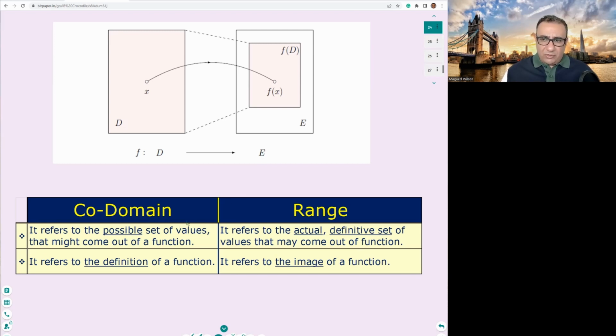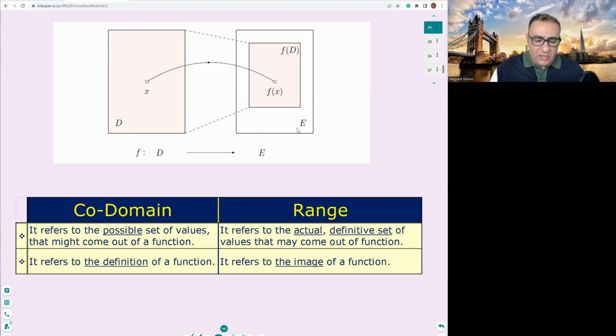Now I have here a comparison because maybe you never heard of codomain before, but it's good to know the basic definitions. But in the rest of the program, we are actually going to deal with the range. So for the sake of completeness, let's at least know the difference between the codomain and range. So the codomain refers to the possible set of values that might come out of a function.